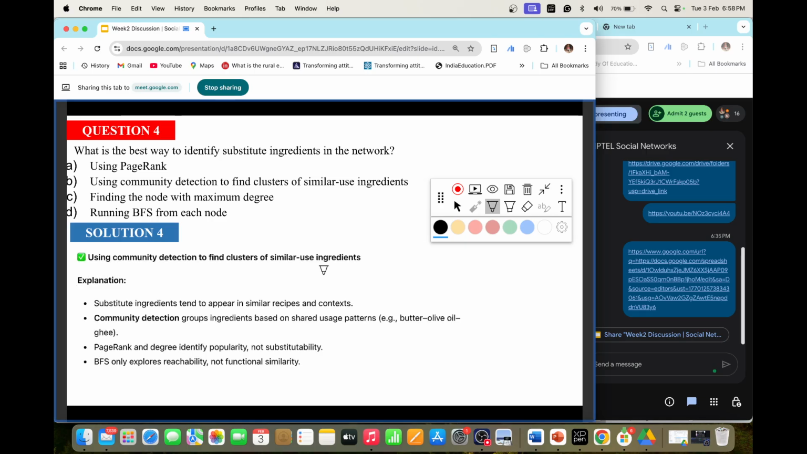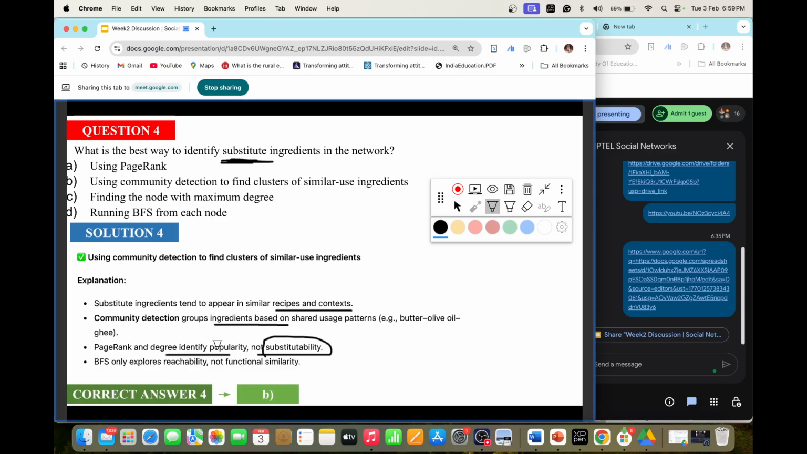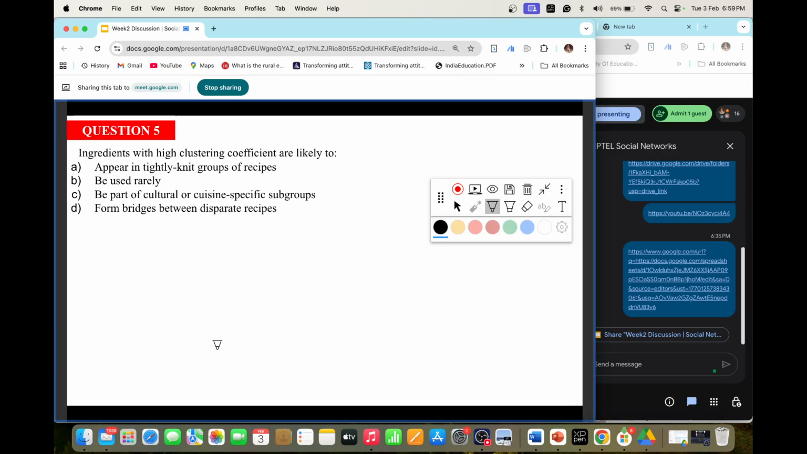So, explanation: substitute ingredients tend to appear in similar recipes and contexts. Community detection groups ingredients based on shared usage patterns. PageRank and degree identify popularity, not substitutability. So here we have to look at substitutability. PageRank and degree identify popularity, not substitutability, and BFS only explores reachability, not functional similarity. So option B is the correct answer. Let's move on to the next question.